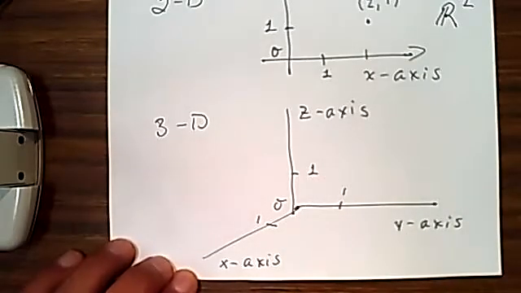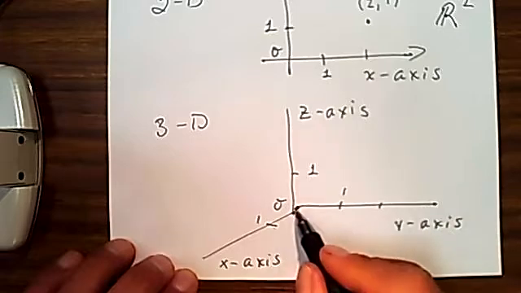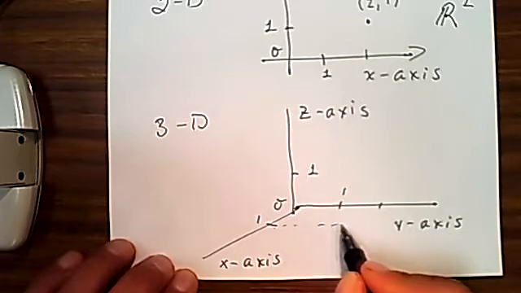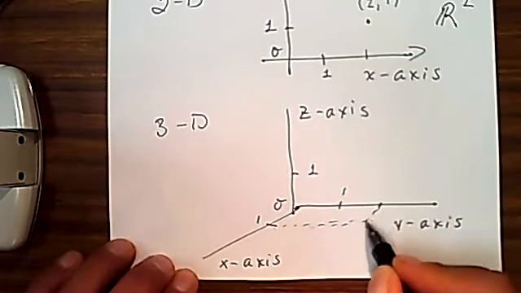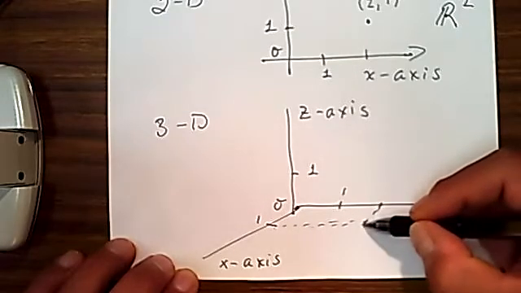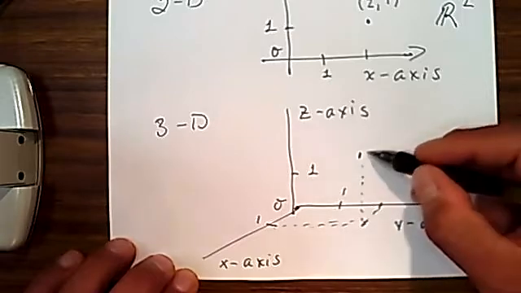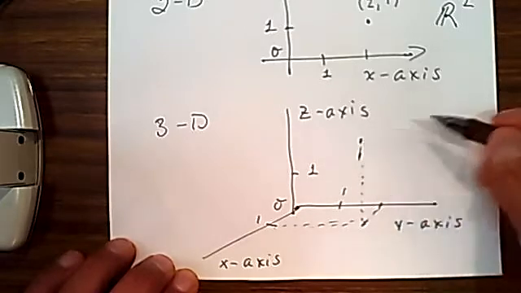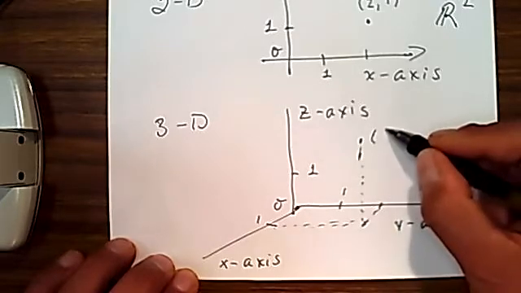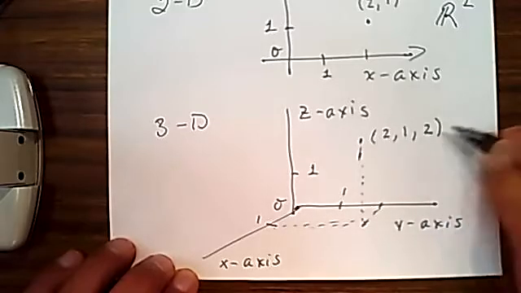And to locate a point in this coordinate system, we need 3 coordinates. So for instance, the point 1, 2, and then 3 would be, well, 3 is too high, so let's make it a 2. Well, that's a little short there, a 2. So this point would be 2, comma, 1, comma, 2.